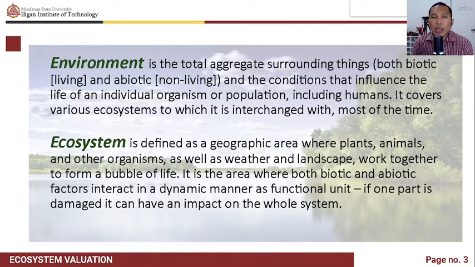On the other hand, ecosystem is defined as a geographic area where plants, animals, and other organisms, as well as weather and landscape, work together to form a bubble of life. It is the area where both biotic and abiotic factors interact in a dynamic manner as a functional unit. Meaning to say, if one part is damaged, it can have an impact on the whole system. The key difference between the two is that environment is the surroundings, while ecosystems are the interactions of these things in the environment.